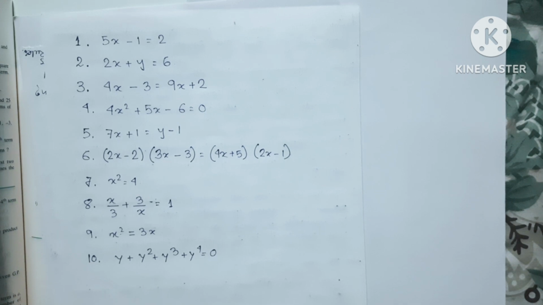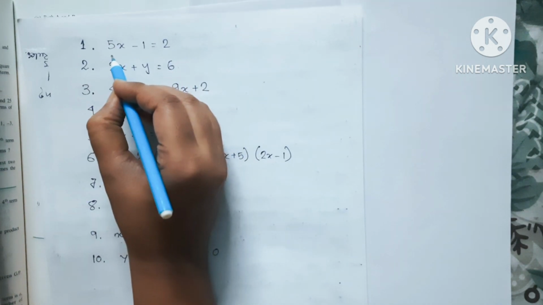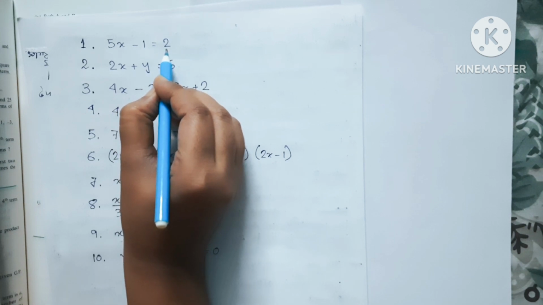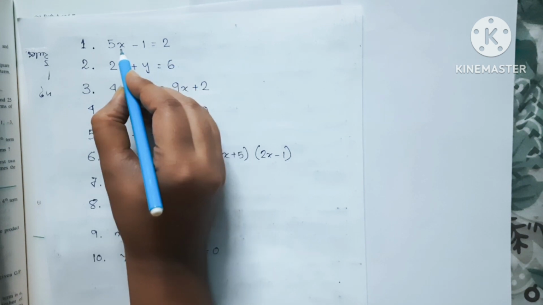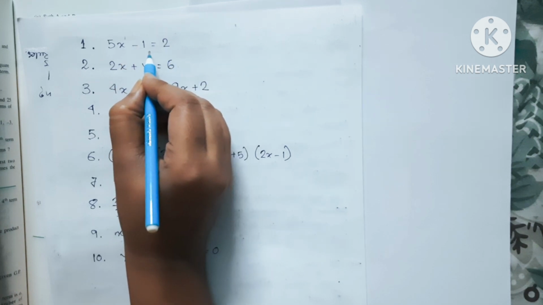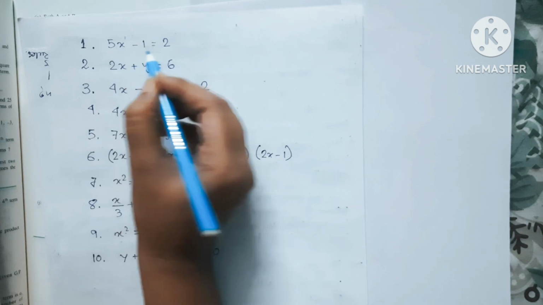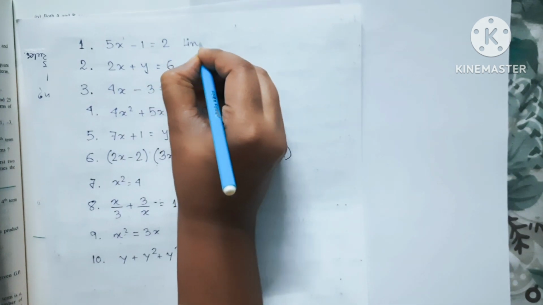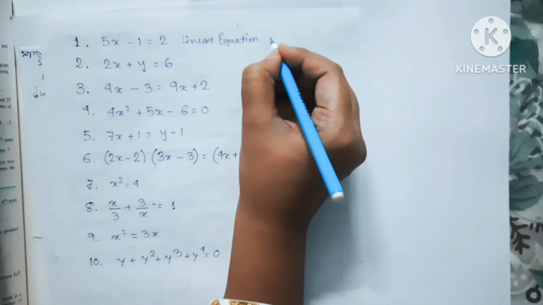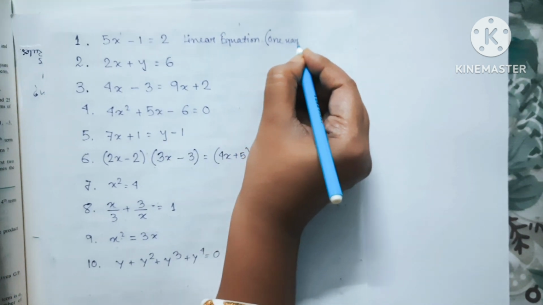For equation 1, 5x minus 1 is equal to 2. Now how many variables are there? And the highest power of the variable is 1, right? So it is a linear equation with one variable.